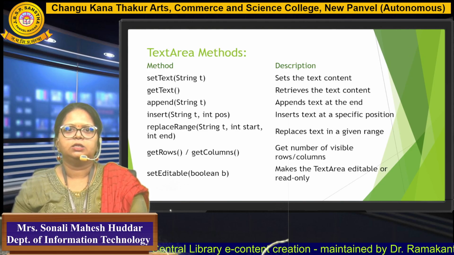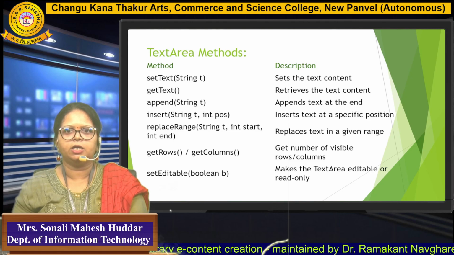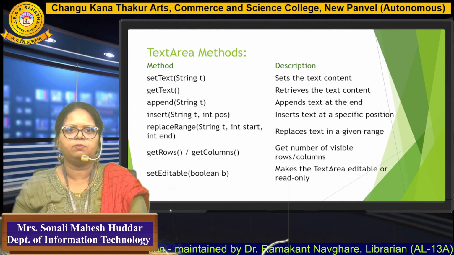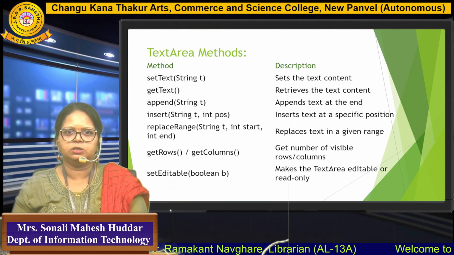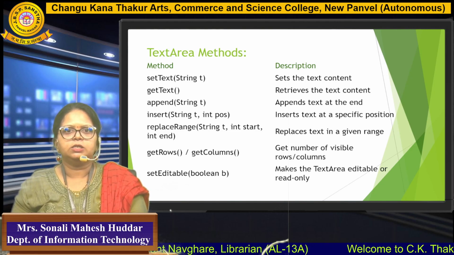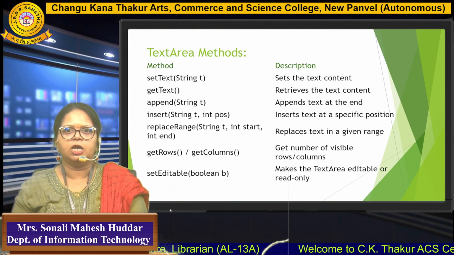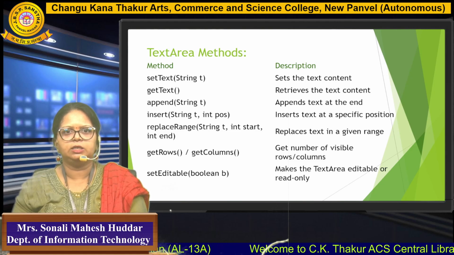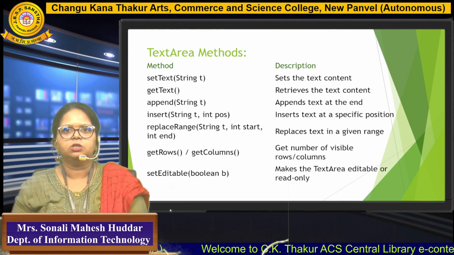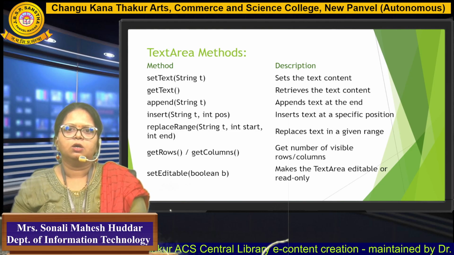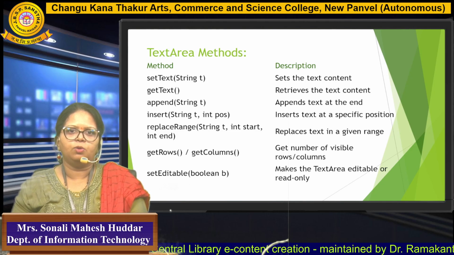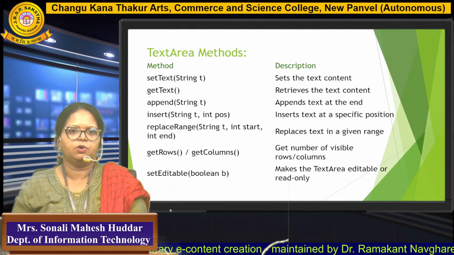Then methods: setText(String t), which sets the text for your content. getText, whatever text you set, one can retrieve it with the help of this method. append, one can append the text at the end of the string. insert(String t, int position), at a particular position one can insert the text. replaceRange(String t, int start, int end) replaces text at a given range. getRows, and the getColumns method is also there for that, row or column.